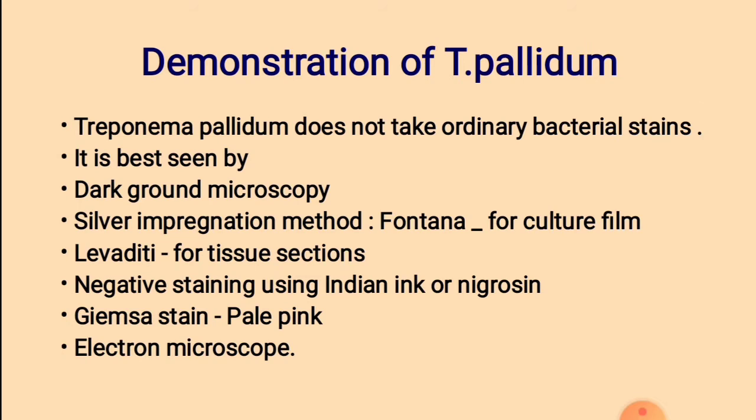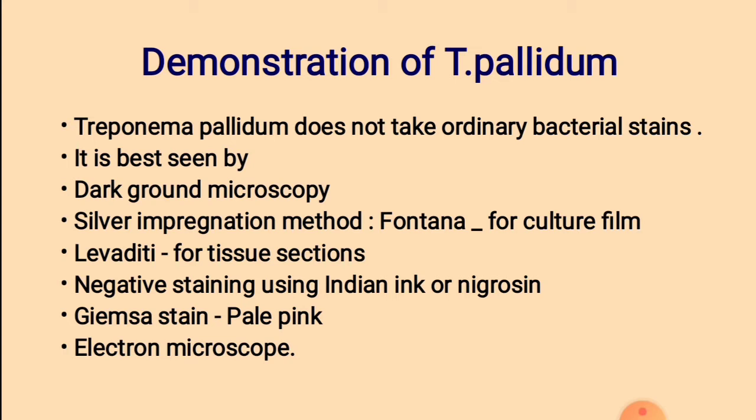Demonstration of Treponema pallidum. Treponema pallidum does not take ordinary bacterial stains. It is best seen by dark ground microscopy. Second one, silver impregnation methods like the Fontana staining method are mainly used to stain culture films, and Levaditi stain is used for staining tissue sections. Levaditi stain is a silver nitrate stain.